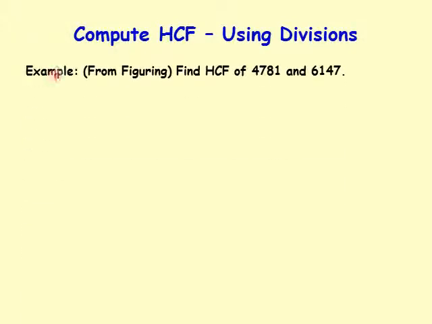Let's compute HCF. The example I am using is from the book Figuring. Find the HCF of 4781 and 6147. Let us continue from here. This is the method we learned at school. Okay, so this is the method they teach at school. At least they did that in my school.